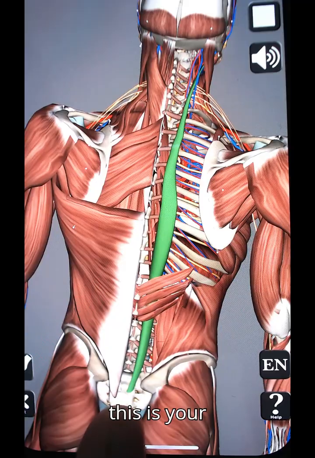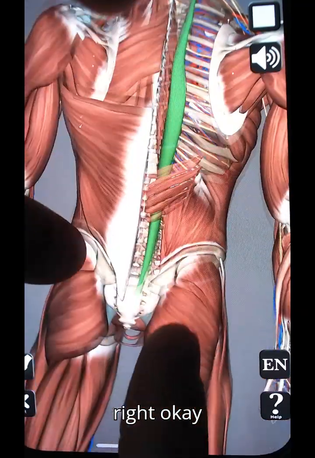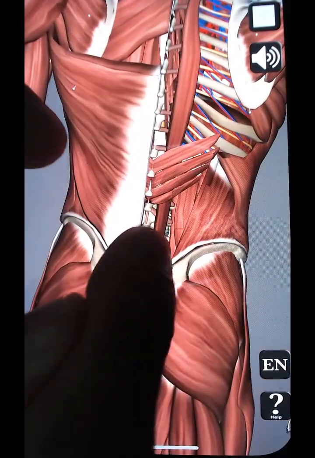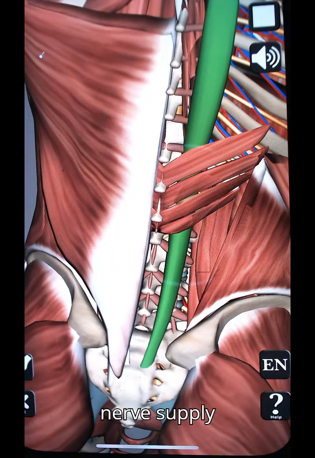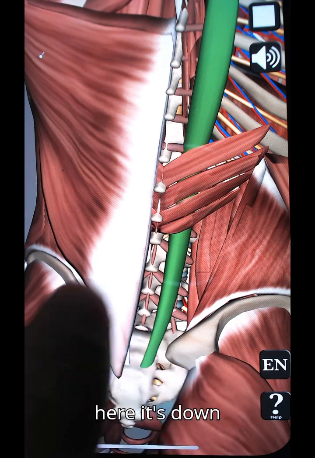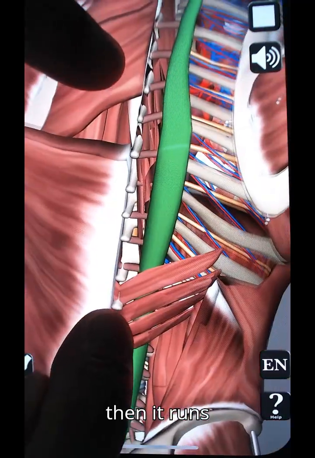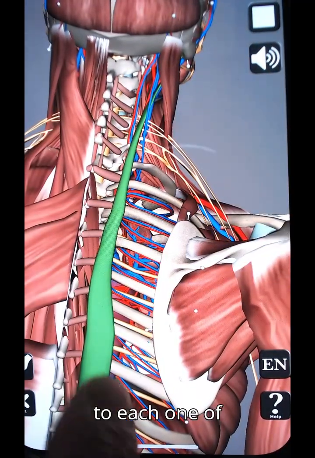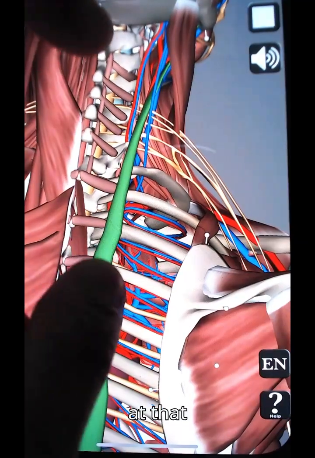Again, this is your tailbone. I didn't think your tailbone was attached to your neck, but look at it. It starts here, right? Okay. That's your tailbone, right? And the nerve supply for that is way down here. Nerve supply for that's down here, right? And then it runs all the way through, and it's attaching to each one of these little spots of the rib cages here.